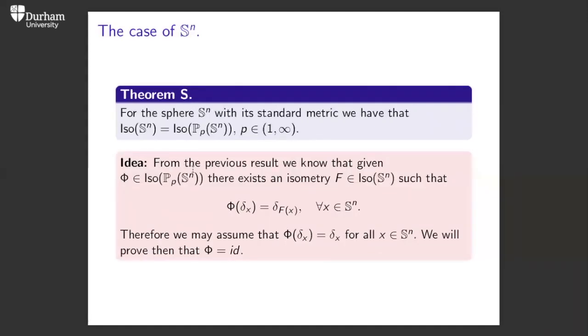And well, from the previous result, I already know that Wasserstein isometries send Dirac deltas to Dirac deltas. So I can restrict myself to isometries that fix all Dirac deltas. So I will only need to prove that if an isometry fixes all Dirac deltas, then phi must be the identity. If I have this, then the result follows.